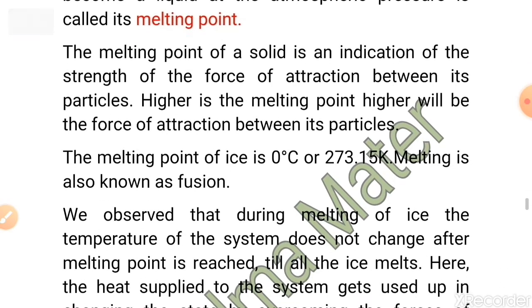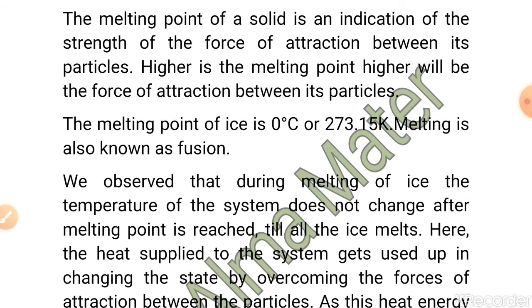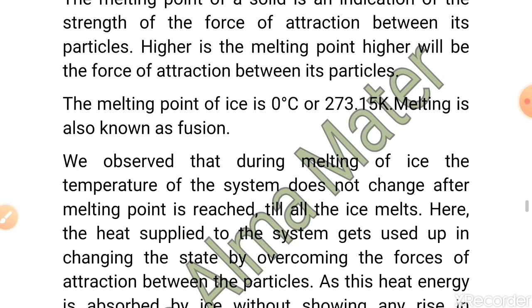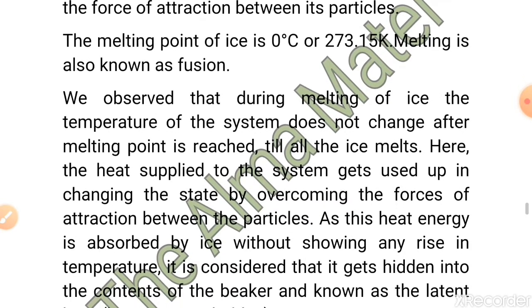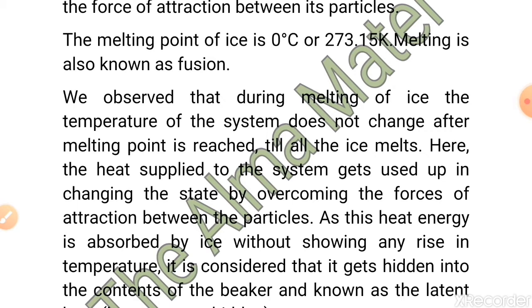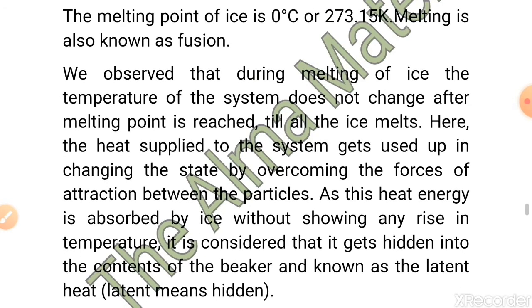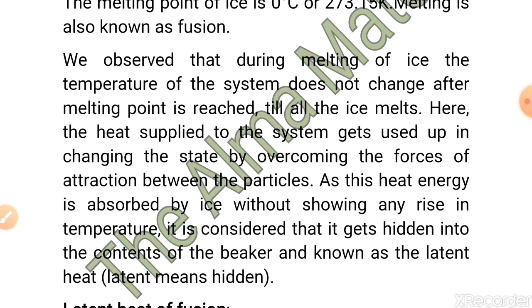We observe that during melting of ice, the temperature of the system doesn't change after the melting point is reached. For ice, it is 0 degree Celsius till all the ice melts. Here, the heat supplied to the system gets used up in changing the state by overcoming the force of attraction between the particles. As this heat energy is absorbed by ice without showing any rise in the temperature, it is considered a hidden heat and we call it latent heat.